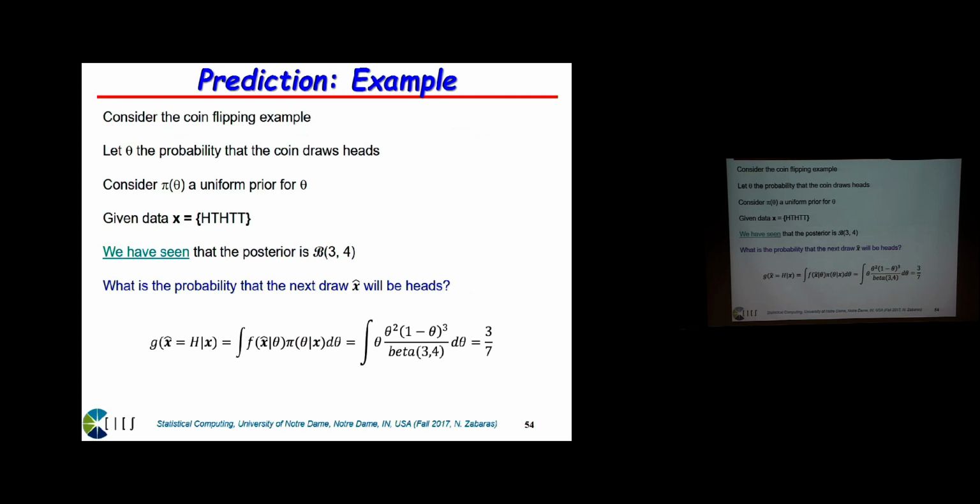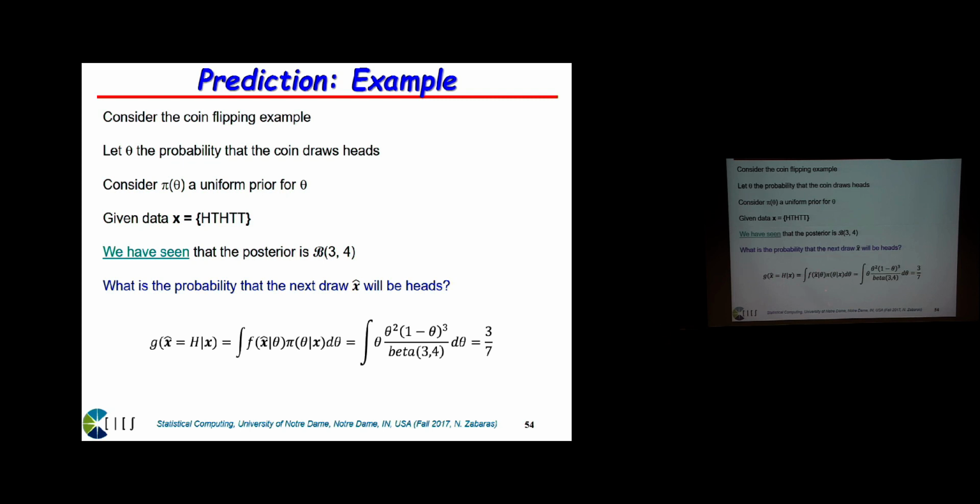So here is a simple example, the coin flipping thing. Theta is the probability that we draw heads. We have some prior which is uniform, and we collect this data. In the previous slide, I think this is the example we did. It comes up that the posterior is a beta distribution with parameters 3 and 4. So if you want to do predictions, you're asking: if I throw this coin once more, will I get heads? Considering that I have observed this data, what's the probability that my next throw will be heads?